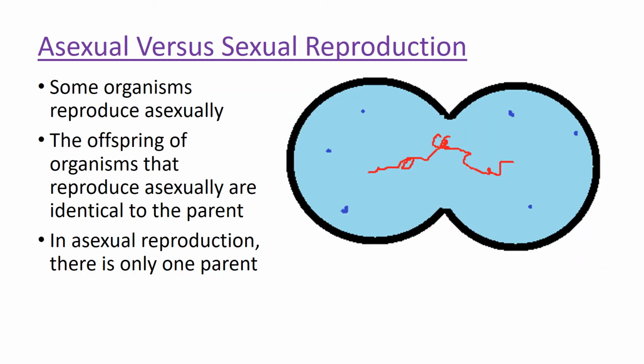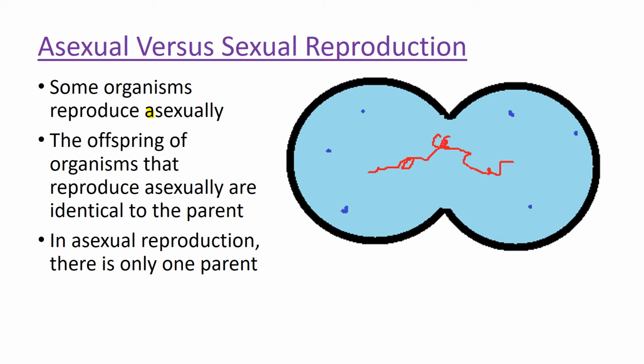Some organisms reproduce asexually. A has a prefix. It means no or not. So asexual reproduction is not sexual reproduction. It's the opposite of sexual reproduction, which we'll talk about in just a second. But the offspring of organisms that reproduce asexually are identical to the parent. In an asexual reproduction, there is only one parent. So imagine if you could just decide to split yourself in two and make 2 identical copies of yourself. That would be asexual reproduction.